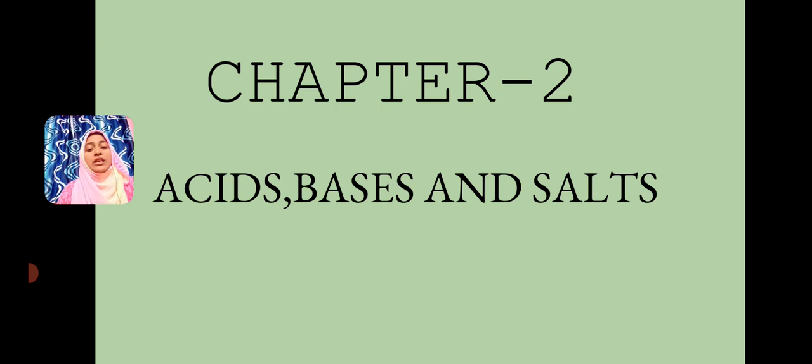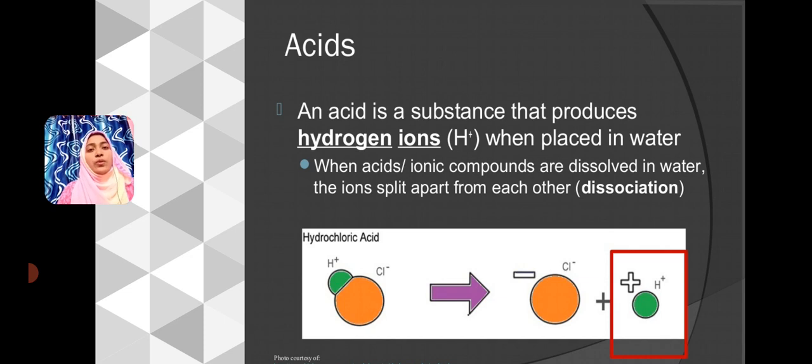So, in this class, we shall study one by one the acid, base and salt and the importance of pH. Before going to such properties, we shall understand what an acid is. An acid is a substance that produces hydrogen ions when placed in water.